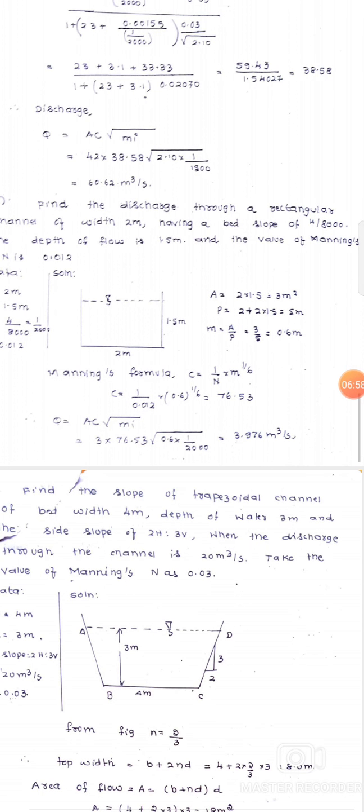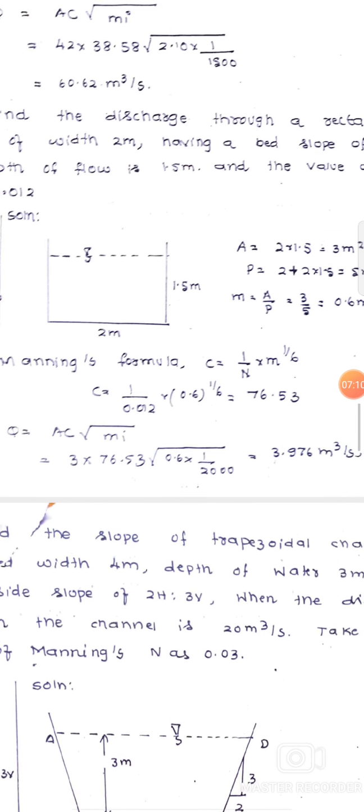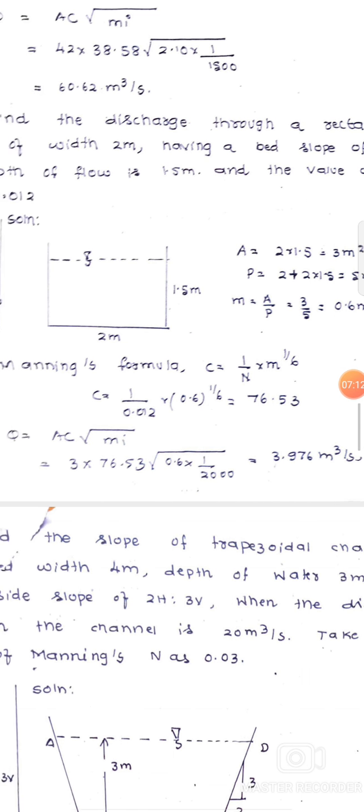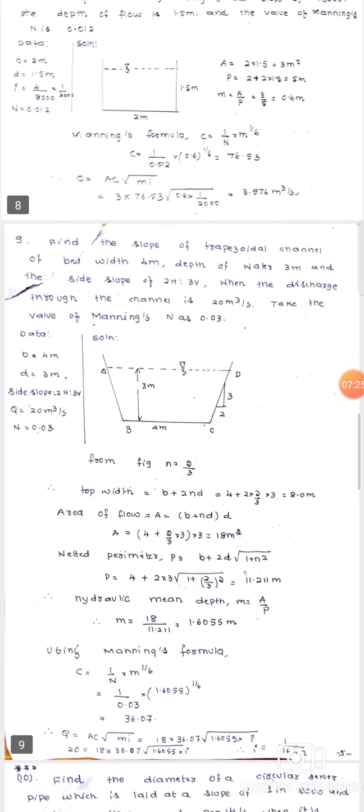Then we'll use the Manning's formula, that is C is equal to 1 by n into m to the power of 1 by 6. n is given as 0.012. Then m we have calculated as 0.6. Then substitute the values, then we'll get C as 76.53. Then we'll use the discharge equation, that is Q is equal to AC into square root of mi. Then you'll get the discharge as 3.976 meter cube per second.